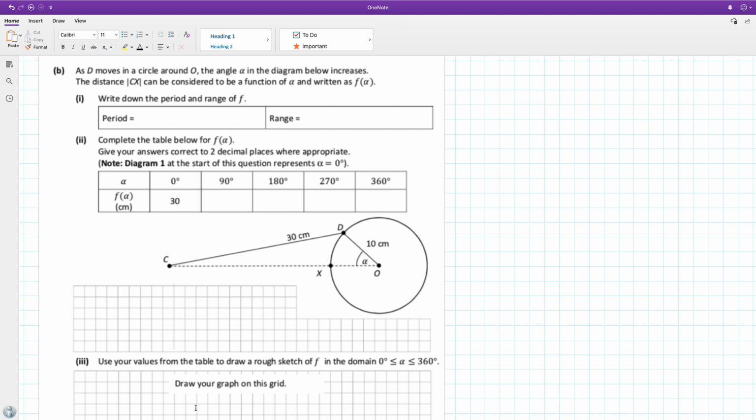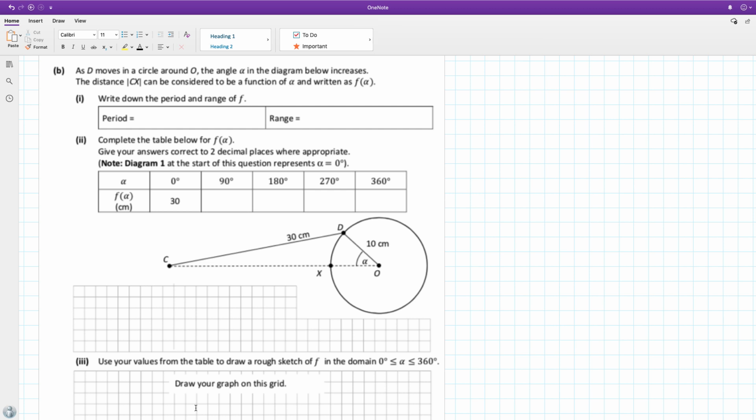Does that make sense? When alpha is 180, that's going to be all the way over here. They want you to figure out what the distance from C to X is, i.e. the function of alpha. And when alpha is 270, i.e. back over here, what is the distance from here to there going to be? And when alpha has gone the whole way around, 360, what is C to X going to be? So they're saying that this is a function, 90, 180, 270, and 360. Right. There's one we know straight away. Which one do we know straight away?